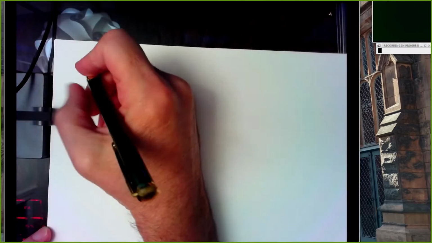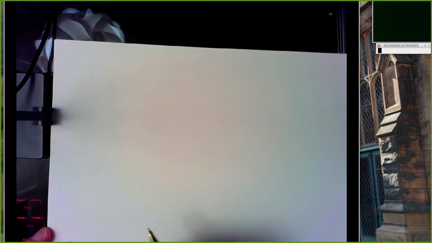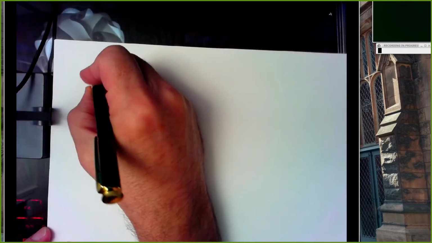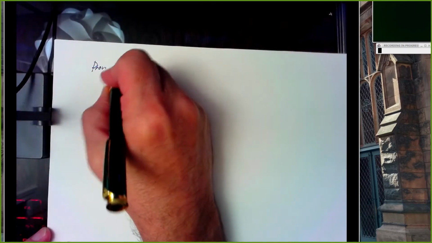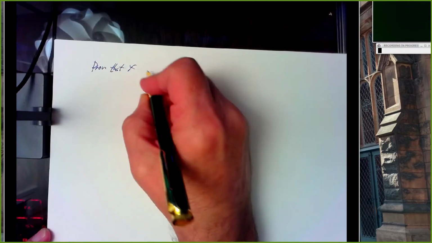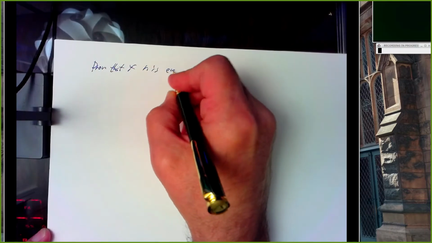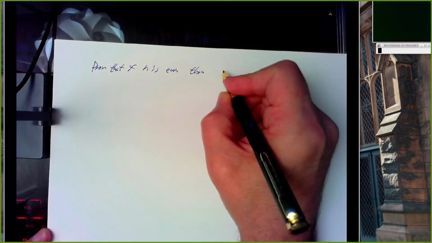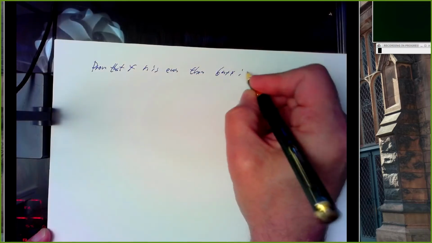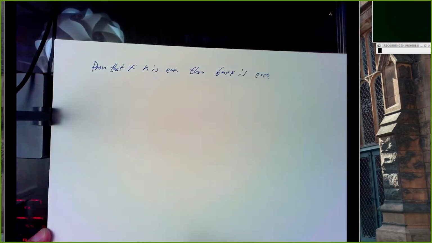And it's useful when you're doing a problem to start off by saying what it is you're trying to do. So prove that if n is even, then 6n plus 4 is even. I'm doing this from memory, so if that's not the right problem, let me know.